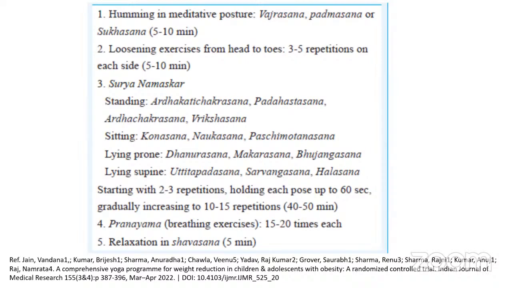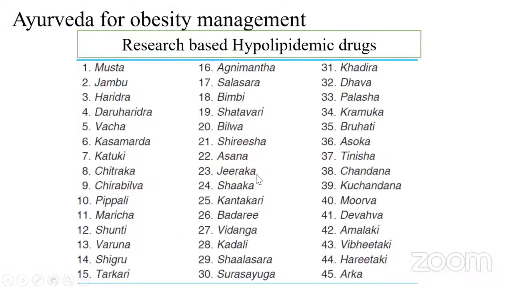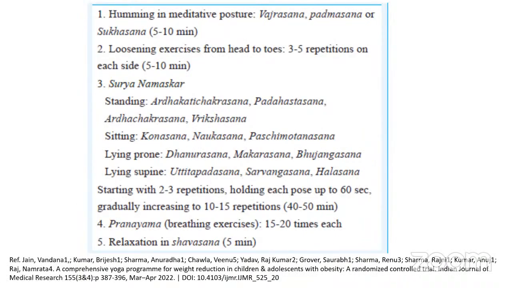Then various kinds of asanas, like the standing asanas: Ardhagati Chakrasana, Padhastasana, Ardha Chakrasana, Vrikshasana. In the sitting posture, we can go with Konasana, Naukasana, Paschimottasana. Then in the prone posture, we can go with Dhanurasana, Makarasana, Bhujangasana, and in the supine posture, we should perform Uttana Padasana, Sarvangasana. So there is no particular restriction for performing asanas. As much as you can do, you can perform in standing, sitting, prone, or supine postures.